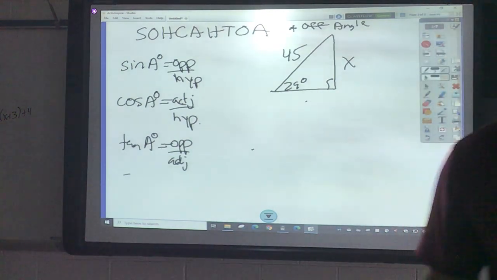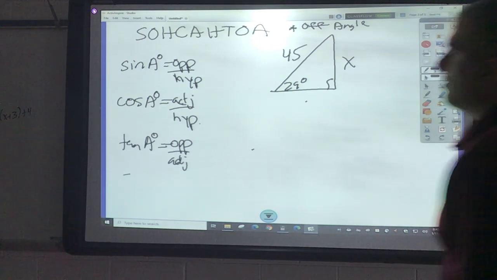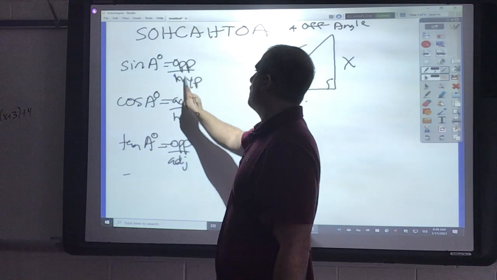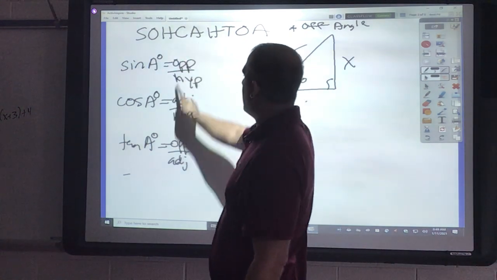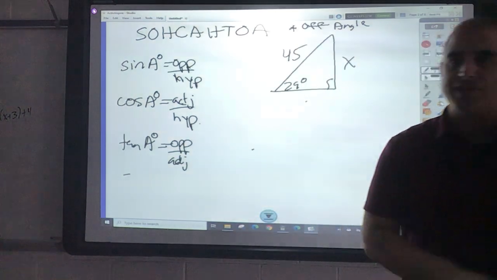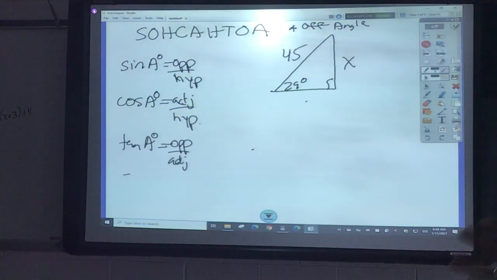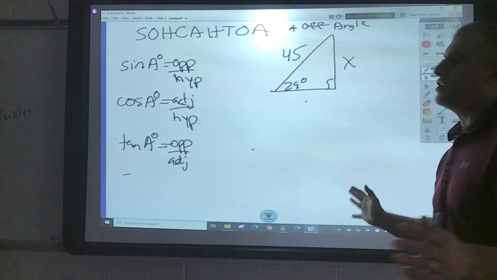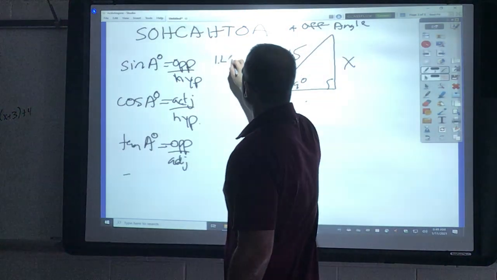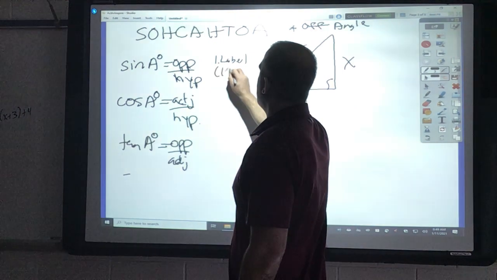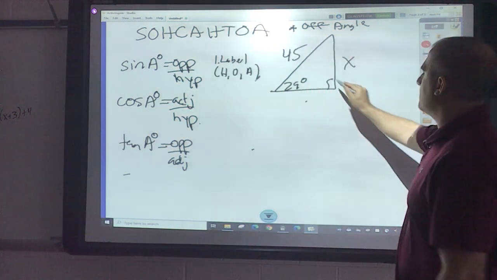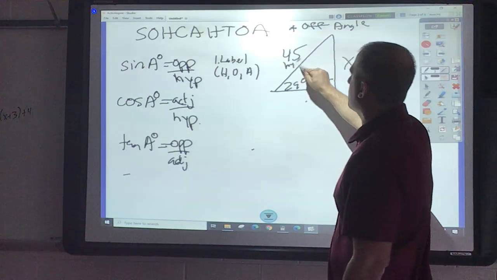So what I can use is some basic trig, which is SOHCAHTOA, which stands for sine is opposite over hypotenuse, cosine is adjacent over hypotenuse, and tangent is opposite over adjacent. Now, how do you figure out which trig function to use? The first thing you want to do is label the hypotenuse, the opposite, and the adjacent. The hypotenuse we've already talked about. That's the easy one. That's opposite the 90-degree angle.